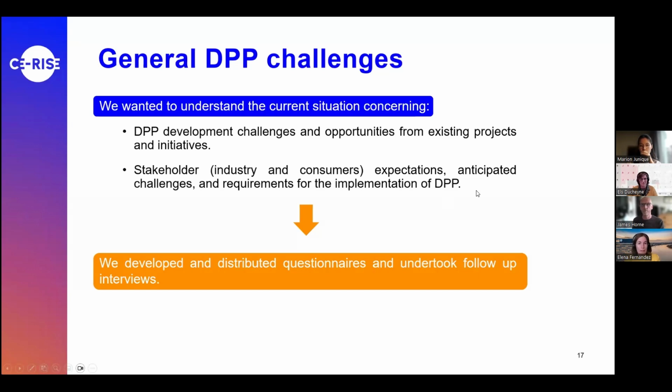We wanted to understand the situation concerning the digital product passports development, the challenges and opportunities that existing projects and initiatives see, and also the stakeholder expectations, their anticipated challenges, and their requirements for the implementation. And when I talk about stakeholders, it's both industry stakeholders and consumers. So we developed and distributed some questionnaires, and we also undertook some follow-up interviews with some of the respondents.